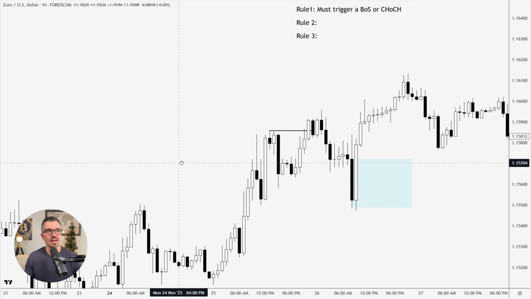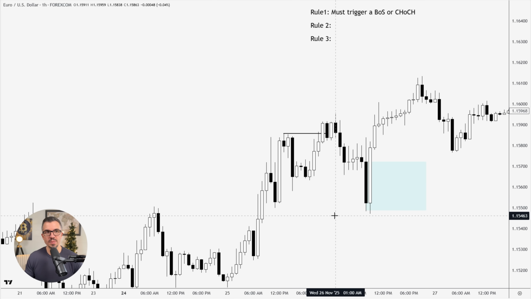You have to consider that the only reason we call it an external high or low is because it's done something internally. And this right here didn't do anything internally, right? It didn't take any internal liquidity. And so therefore, this is an internal low.